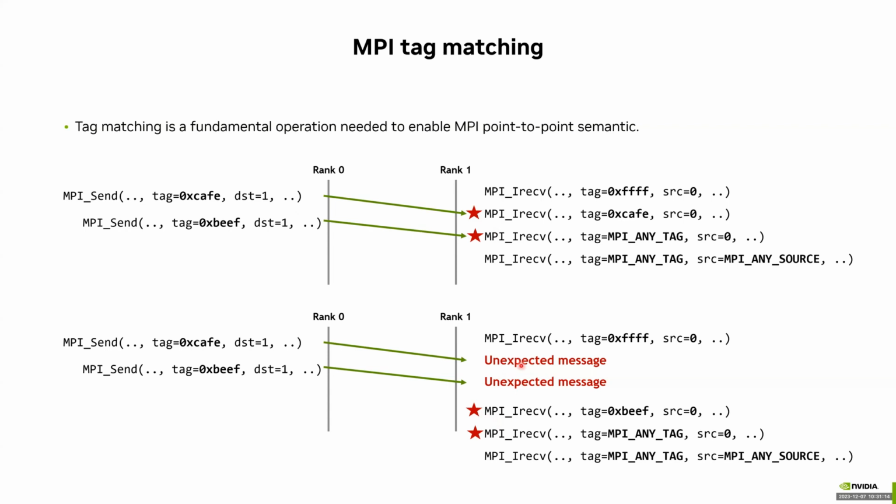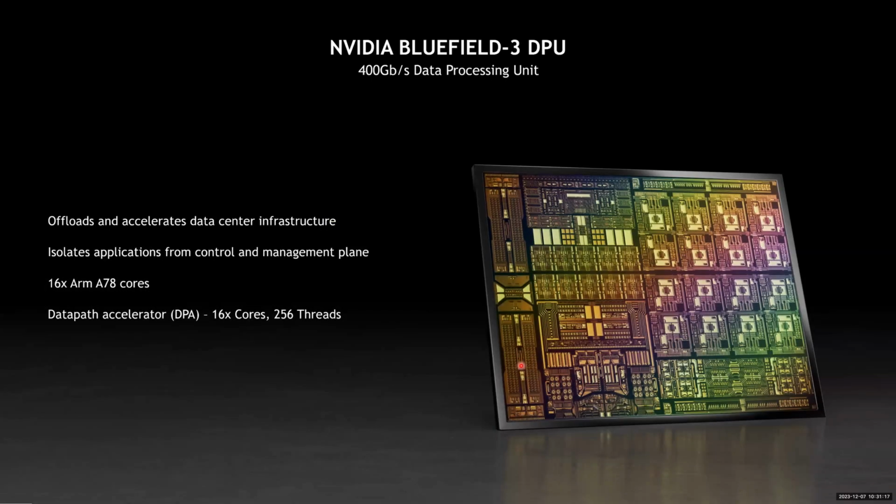Okay, so the question is, where do we offload it? We consider the NVIDIA BlueField-3 DPU as our target SmartNIC, which has two programmable units: the 16 ARM A78 cores in the ARM subsystem, and the data path accelerator, which also has 16 cores, but those are RISC-V, lightweight, and have 256 thread contexts.